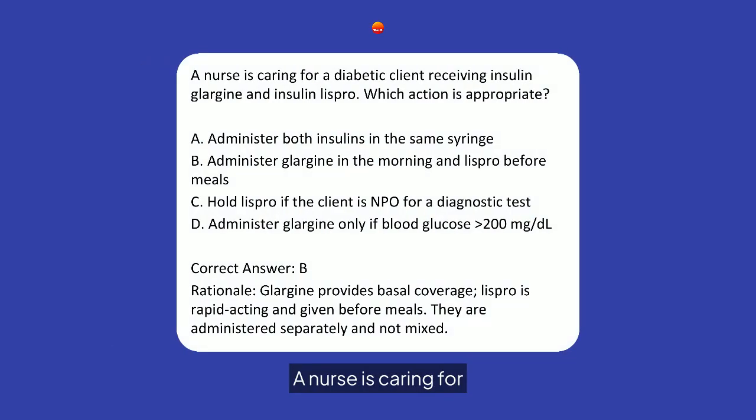A nurse is caring for a diabetic client receiving insulin glargine and Lispro. Which action is appropriate? The correct answer is B. Administer glargine in the morning and Lispro before meals. Rationale: glargine provides basal coverage. Lispro is rapid-acting and given before meals. They are administered separately and not mixed.